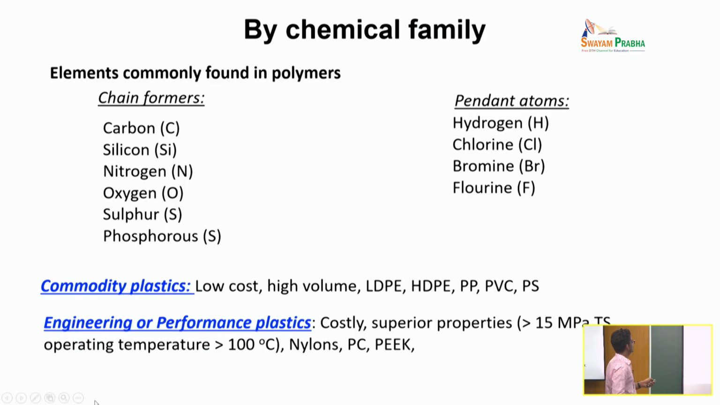But before we do that, let us remember that there are only a few atoms or elements that are commonly found in polymers. For example, in the backbone chain you will see carbon-carbon bonds, silicon, nitrogen, oxygen, sulfur and phosphorus, right? And if you look at the pendant atoms, which basically means the side chain, that can have either hydrogens or halogens like chlorine, bromine and fluorine. Can you think of any polymer that has fluorine in the side chain? Yeah, Teflon. Any polymer that has chlorine in the backbone? PVC, right? Any polymer that has hydrogen in the backbone? Polyethylenes, yeah, many of these olefins, right?